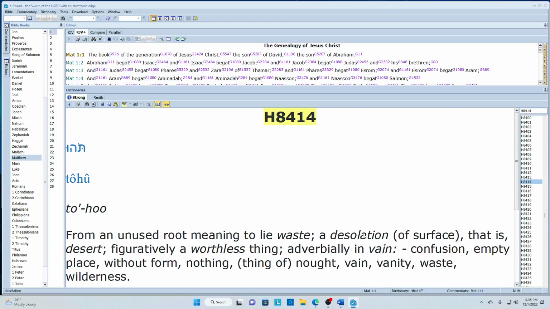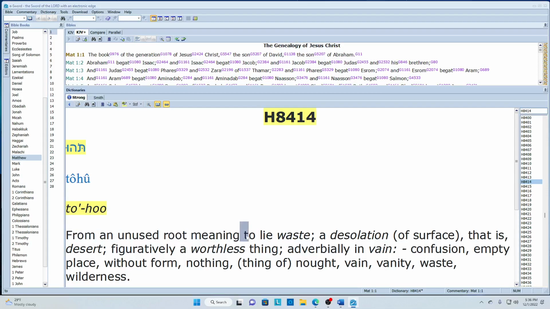So this is quite amazing. This is the actual Hebrew word here. Always interesting to see how it's written in Hebrew, without form. And then this would be the pronunciation of it. I'm not even going to try. Tohu. So let's see. It is from an unused root, meaning.